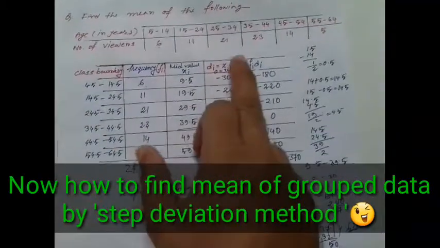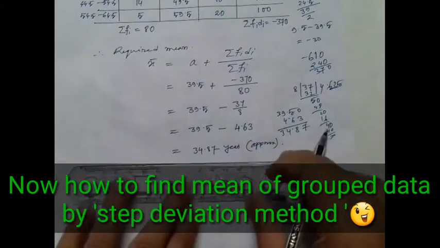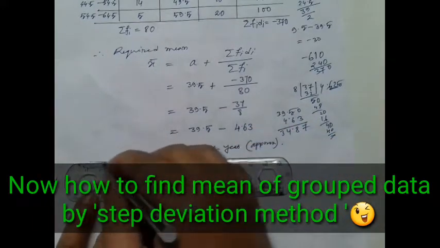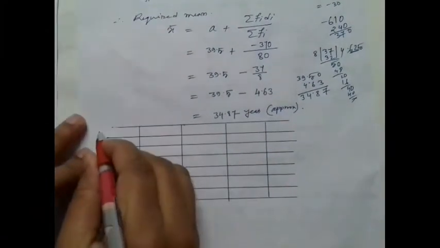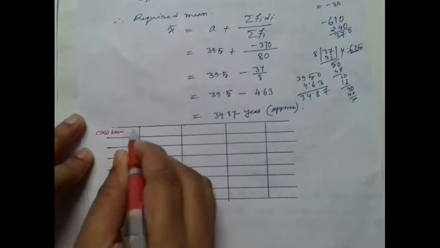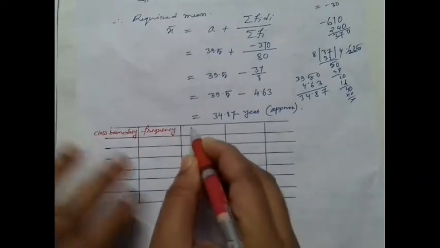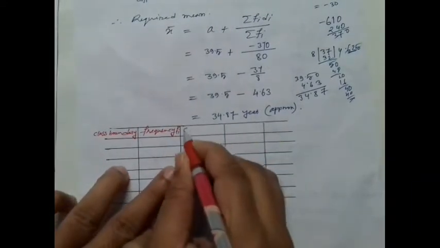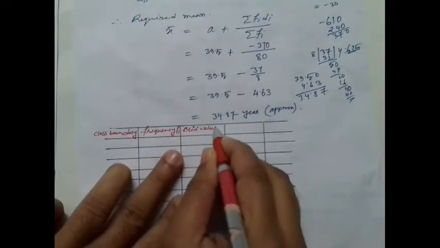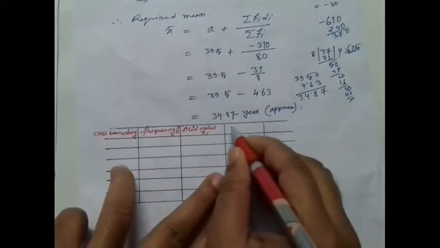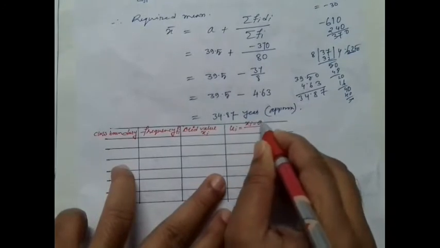Now if we want to solve the same problem by the step deviation method, let's see what we have to do. Like the previous one, we have to make a table. I have made this table. At first we have to write the class boundary, then we have to write the frequency fi, then we have to write the class mark or mid value xi. Now we have to write ui equals xi minus a by h.